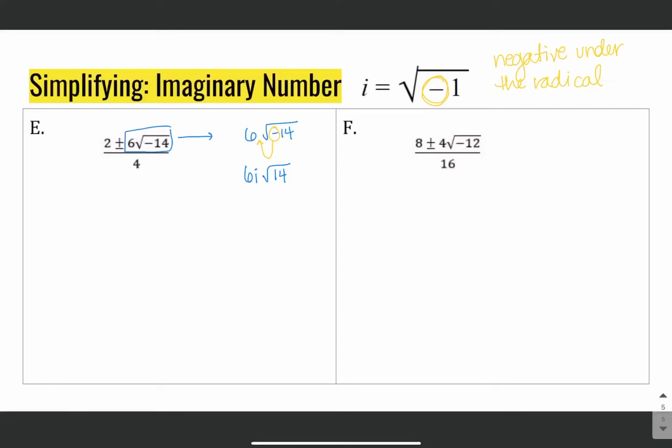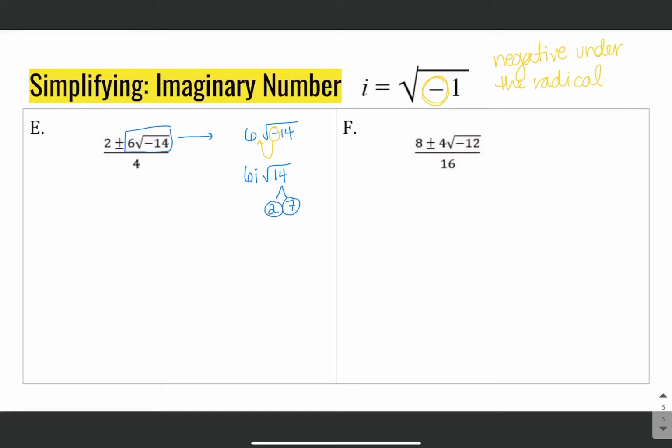So again, if there's a negative under the radical, not on the outside, but underneath it, we're going to bring that negative on the outside and we're going to write it as an i. Once we do that, we can just treat this problem like normal. So let's look at how to break down 14. That would be 2 and 7.